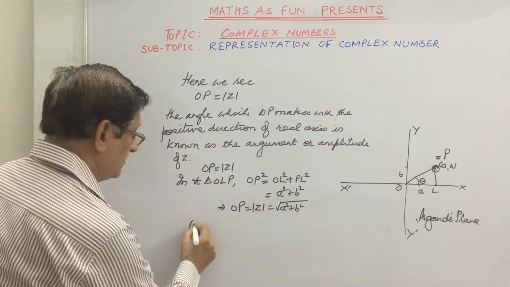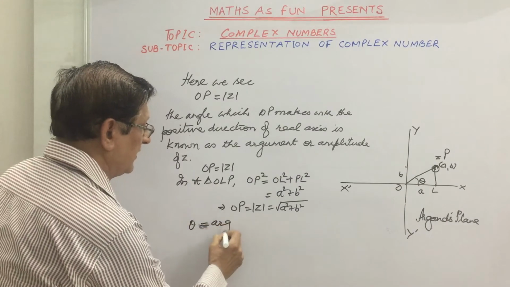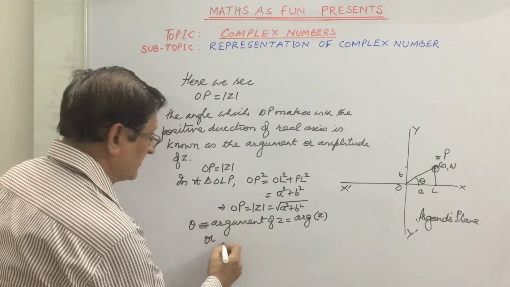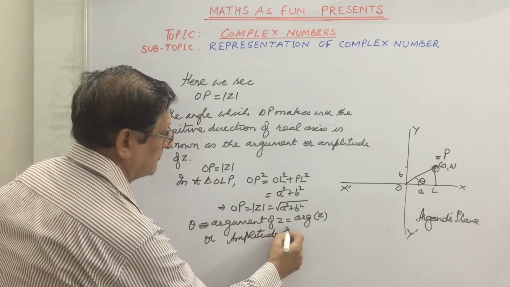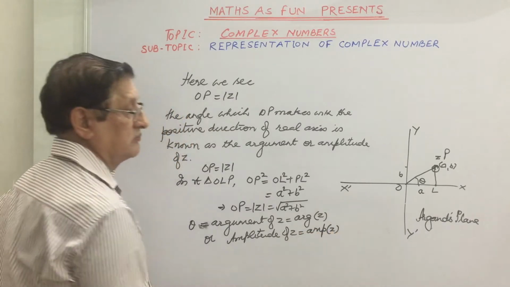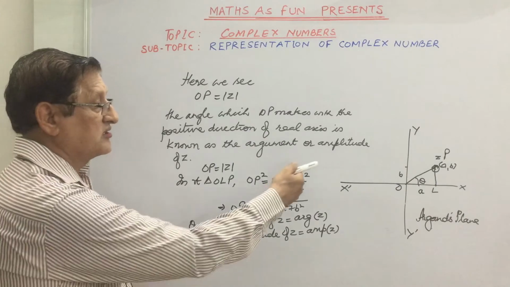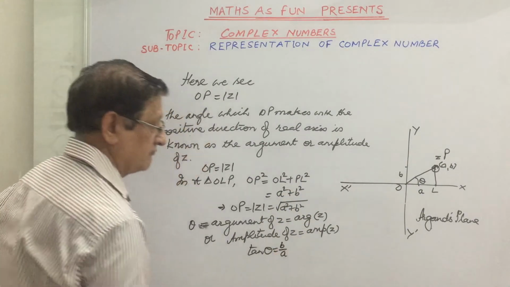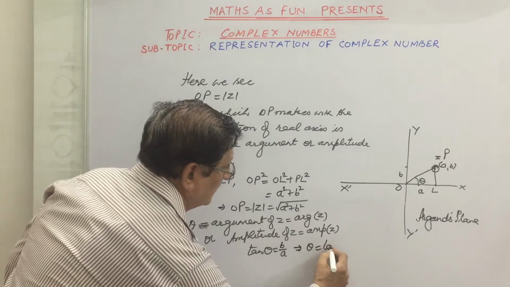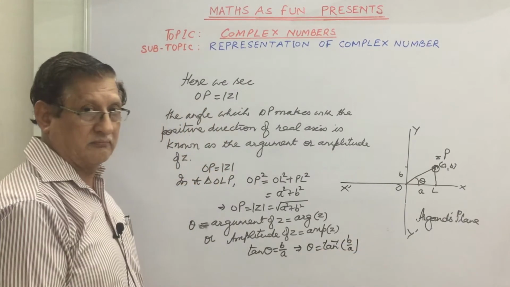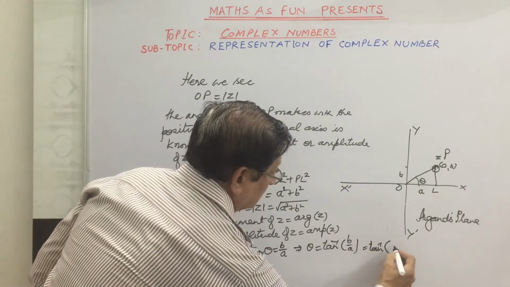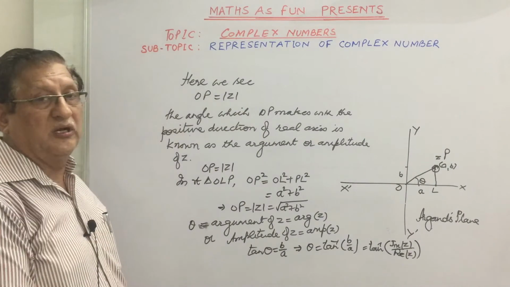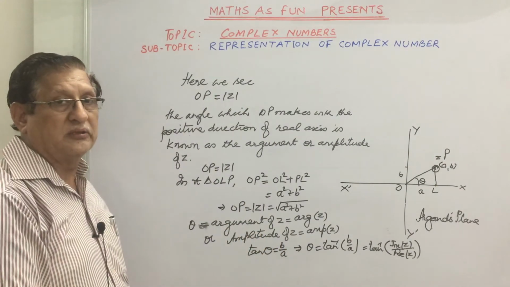The argument theta. Theta is equal to the argument of Z. That is also written as arg Z, or we write this as amplitude of Z and represent as amp Z. Now we can see here tan theta is equal to B upon A. It means we can find theta equal to tan inverse B upon A, which is equal to tan inverse imaginary part of Z upon real part of Z. This can be used as a formula to find out the argument or amplitude of a complex number.